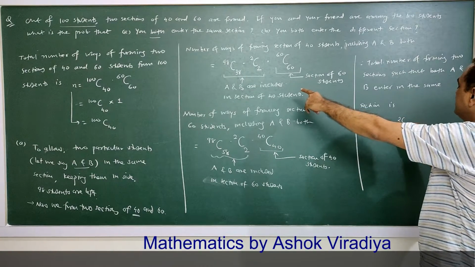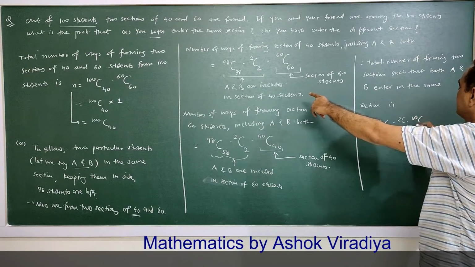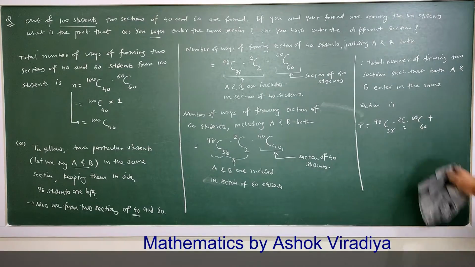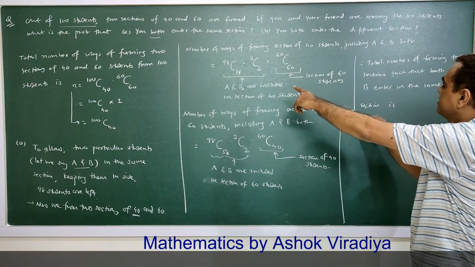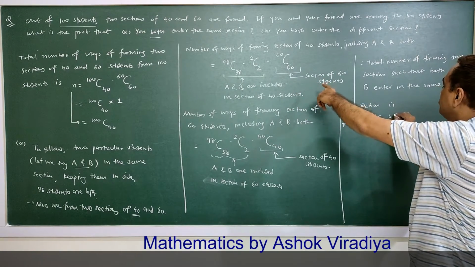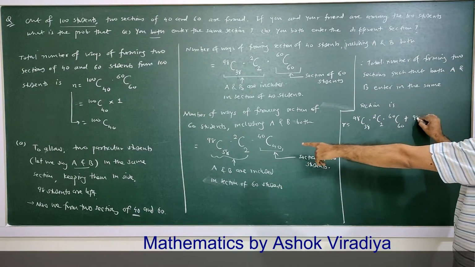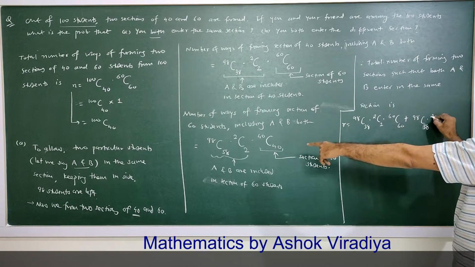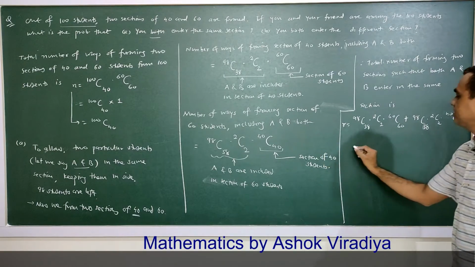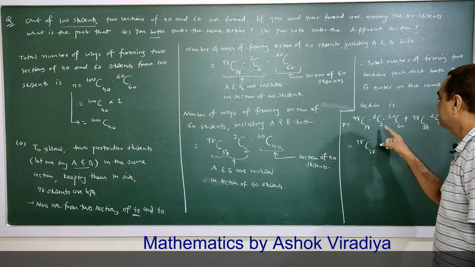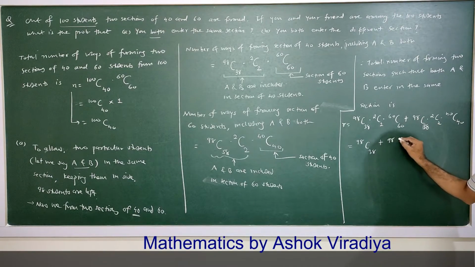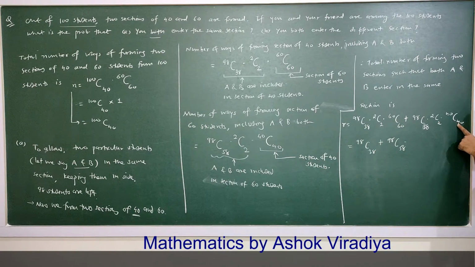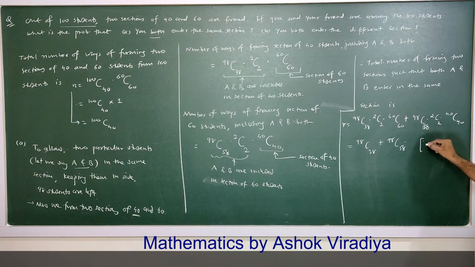So R is equal to 98C38 into 2C2 into 60C60 plus 98C58 into 2C2 into 40C40. So this is equal to 98C38, this is 1, this is 1, plus 98C58 into, this is 1, this is 1, because NCN is 1.